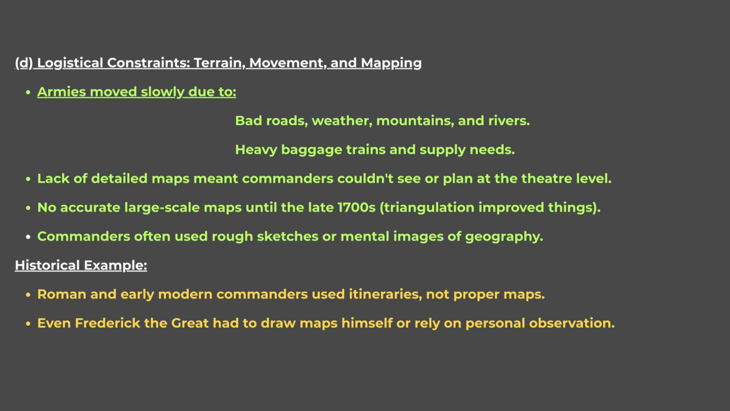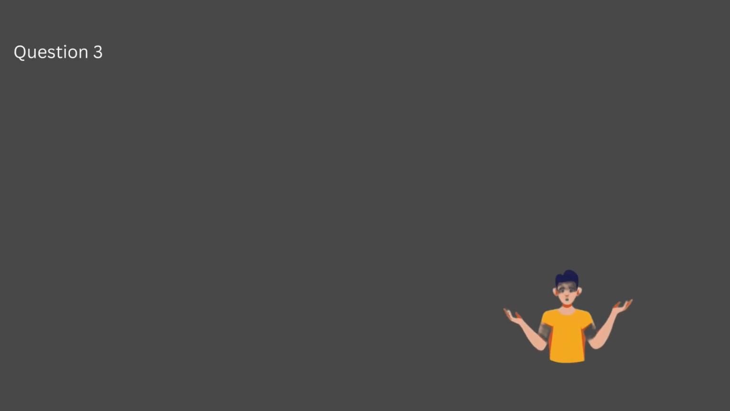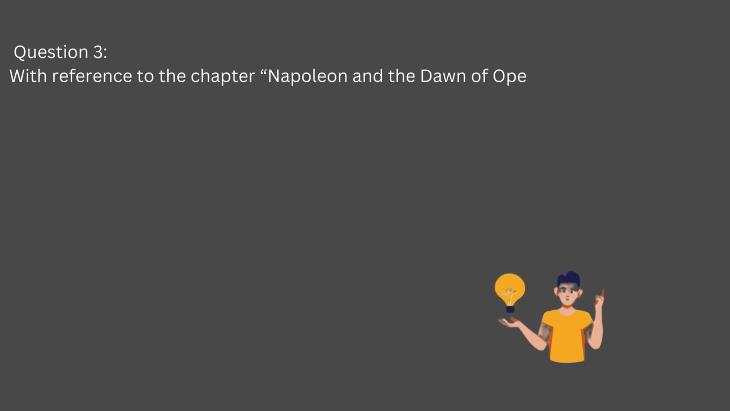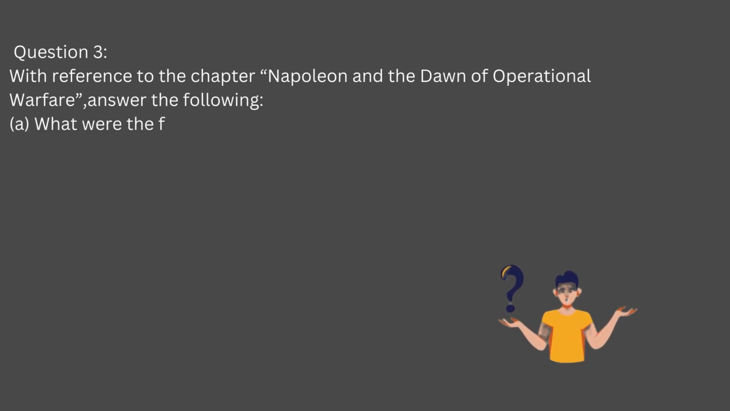Let's move on to question 3. And here, we're talking about why pre-Napoleonic commanders struggled so much with multi-front campaigns, and how logistics and communication played a huge role in limiting their options.